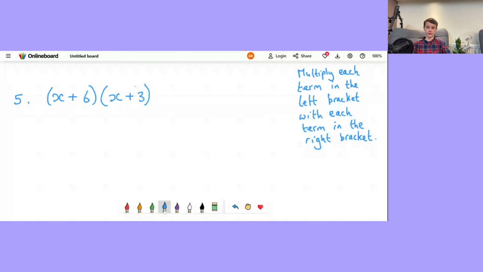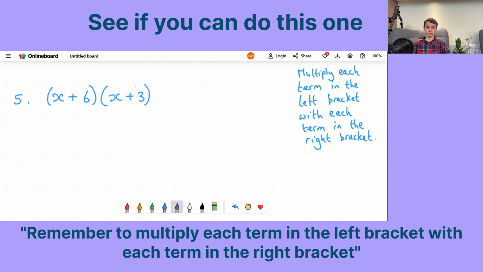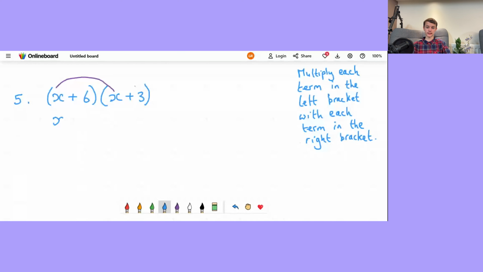Now, see if you can do this one, and remember to multiply each term in the left bracket with each term in the right bracket. First, it's the x times x, x squared. Then it's the x times the plus 3, plus 3x. Then it's the plus 6 times the x, plus 6x. Then it's the plus 6 times the plus 3, plus 18.